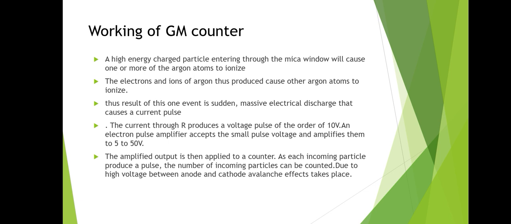The current through R produces a voltage pulse of the order of 10 volt. An electronic pulse amplifier accepts the small pulse voltage and amplifies it to 5 to 50 volt. The amplified output is then applied to a counter. As each incoming particle produces a pulse, the number of incoming particles can be counted. Due to the high voltage between anode and cathode, the avalanche effect takes place.